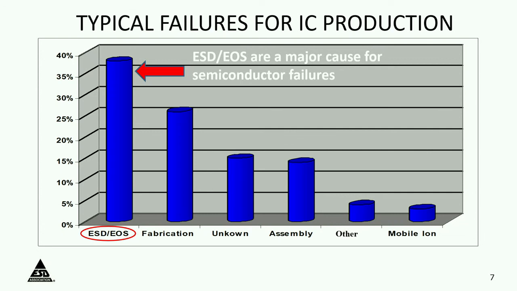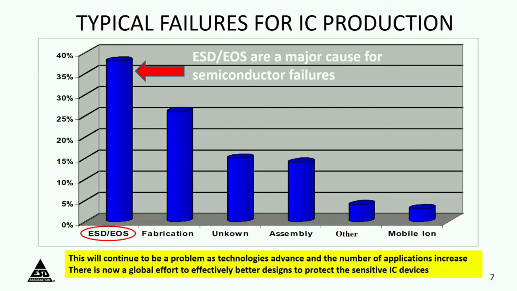If you don't control and protect against ESD, it won't remain at 3%. It would be a lot higher. In fact, sometimes the yield could be just zero out of a wafer manufacturing. So that is the reason. Now, this will continue to be a problem as technologies advance and the number of applications increase. That is the reason there is a global effort to effectively better design the protection of IC devices.